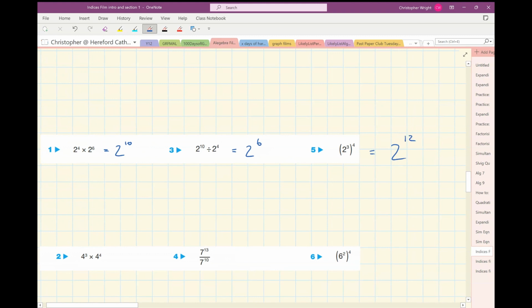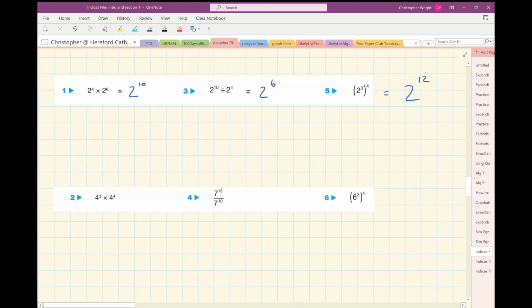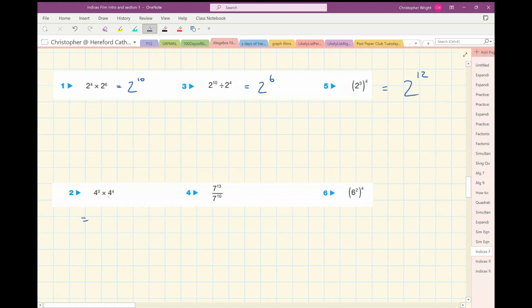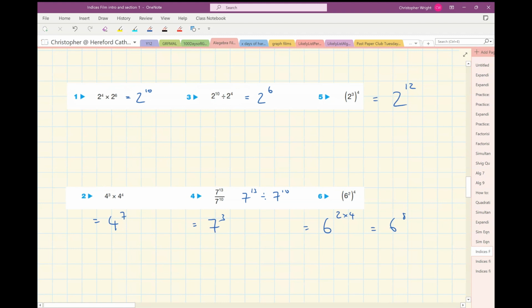Right, number 2, I'm adding the indices because I'm multiplying: 4 to the power of 7. Number 4, well, 7 to the power of 13 over 7 to the power of 10 means 7 to the 13 divided by 7 to the 10. Subtract the powers, 7 cubed. And number 6, 6 squared raised to the power of 4 is 6 to the power of 2 times 4, 6 to the power of 8. That's those 6 questions done.